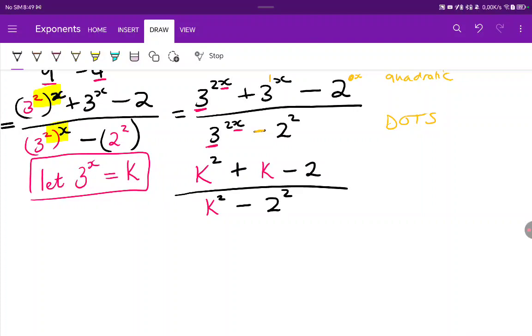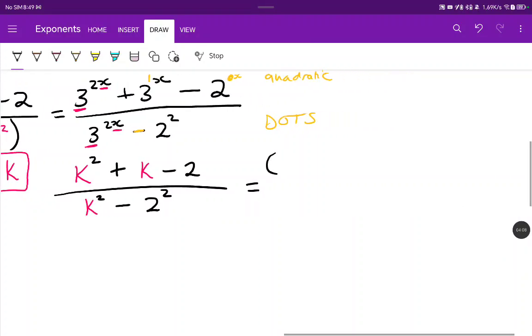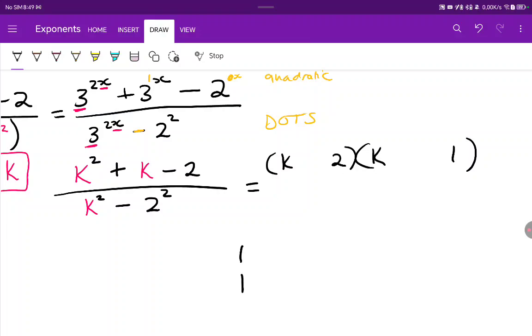Okay, now we're going to factorize. What are the factors of the first term? Our numerator is going to become K times K gives me K squared. And the only factors of 2 are 2 and 1. Now, I want a positive 1 as an answer. So K times K and 2 times 1. Now, when we add and subtract, we want positive 1. When we multiply, we want negative 2.